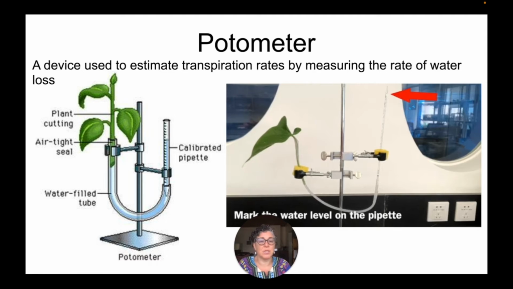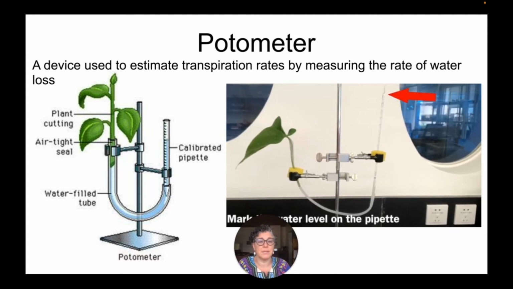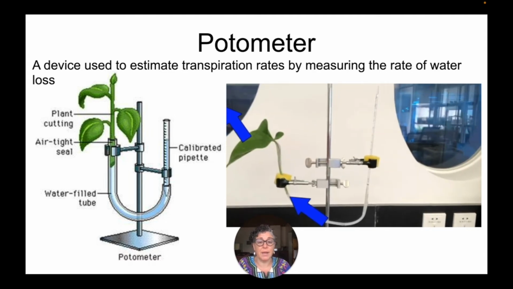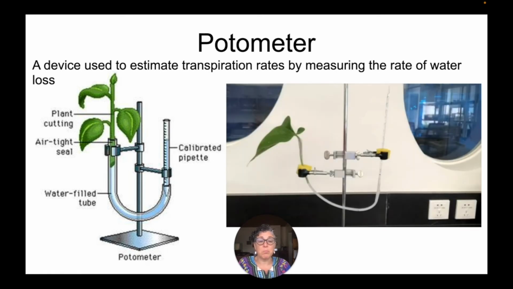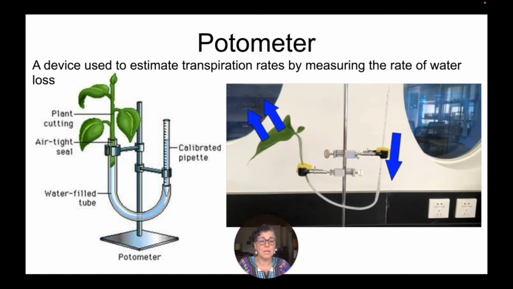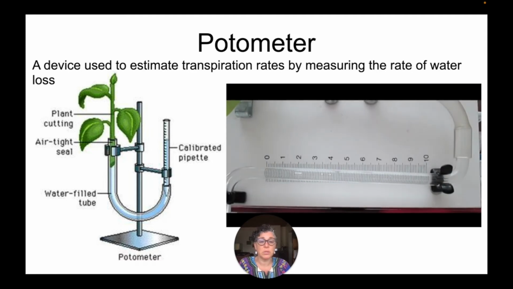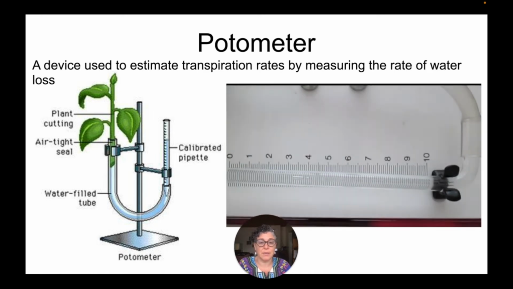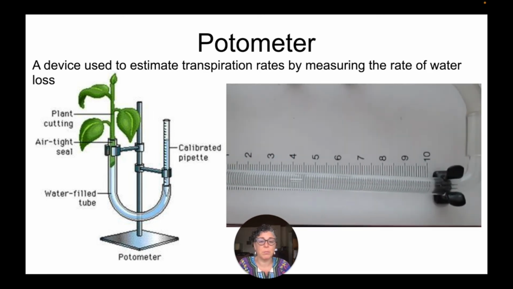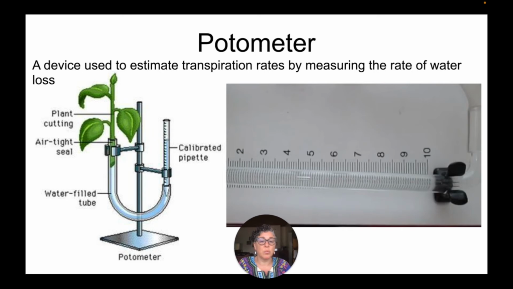So here is an actual setup of a potometer, and basically the water level is there at the red arrow, and so you make sure that all of the components are airtight. And what will happen is, as you apply either temperature or wind speed to the leaves, the water should move through the tubes and out of the leaf, evaporate and diffuse out of the leaf. And you can see there's a little air bubble there that would show us the water moving through the calibrated pipette.